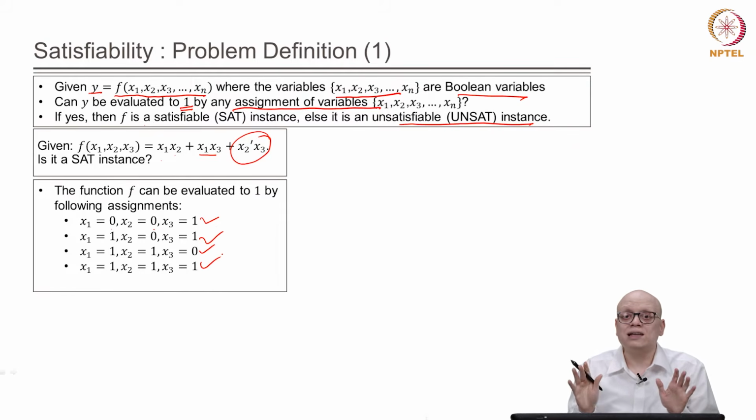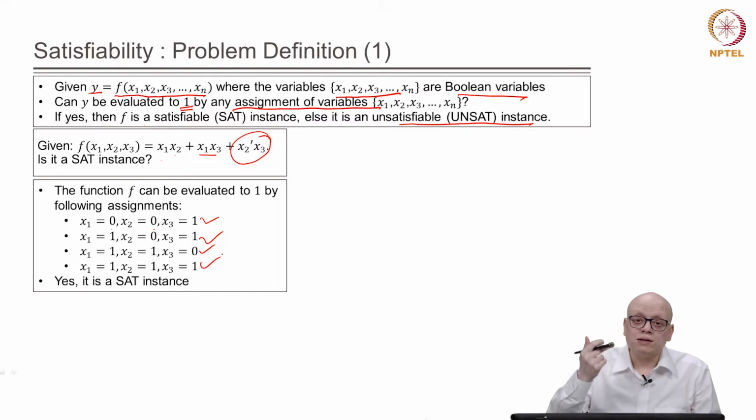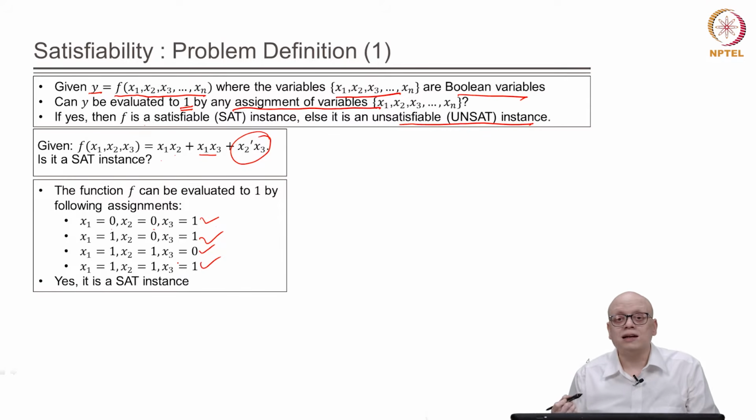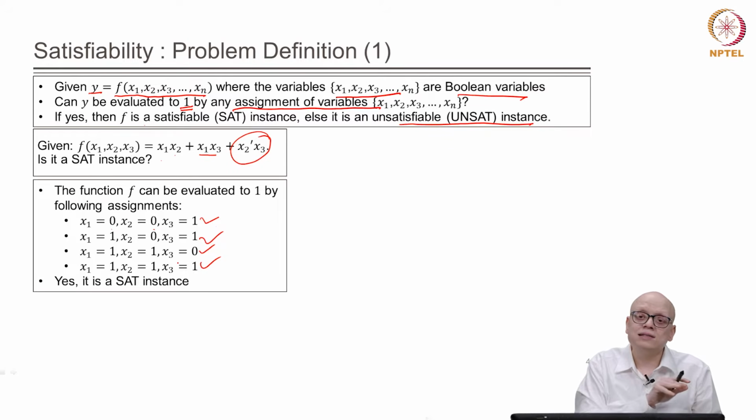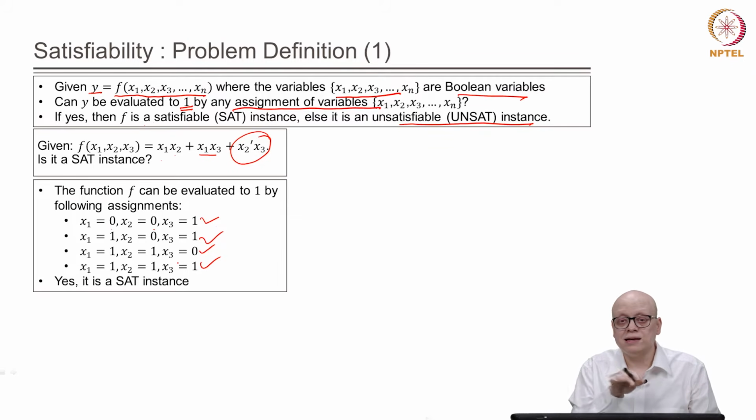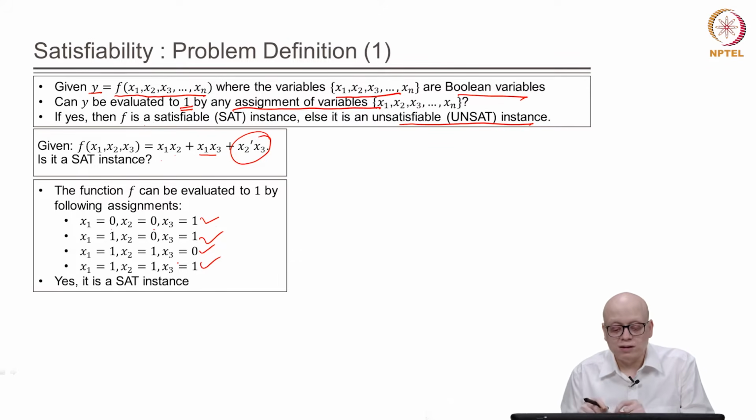Even if there was only one assignment, we would have said that f is satisfiable. Since in this case there are 4 such assignments for which the value of f comes out to be 1, we say that this is a SAT instance. Even if there existed only one assignment such that f was 1, we would have said that f is a satisfiable instance.